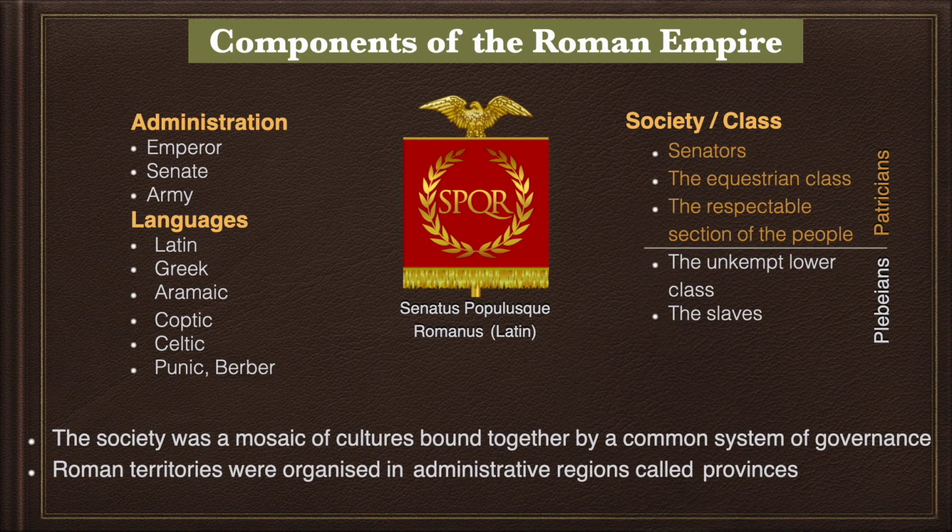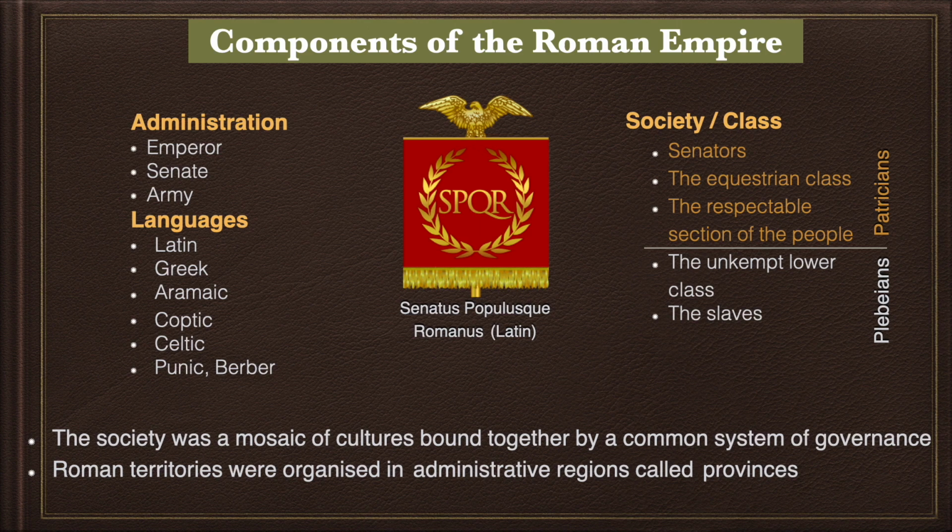Components of the Roman Empire. Let's now understand how the Roman people were governed and what their social structure was. The emperor was the ultimate authority, assisted by the Senate. The third pillar of the administration was the army. Both the Senate and the army were important for the emperor, but the army played a more significant role with time.